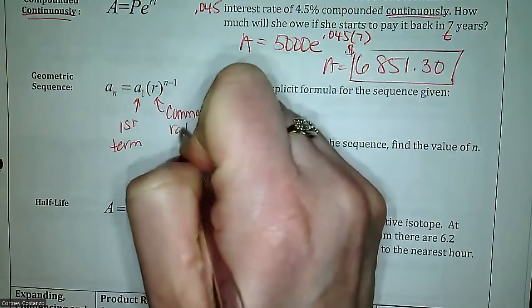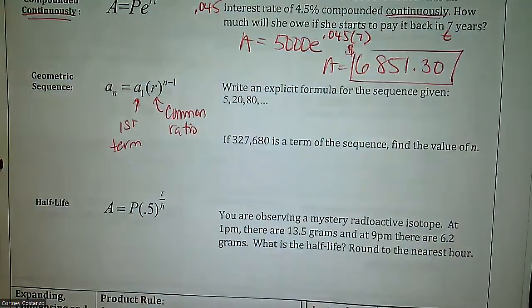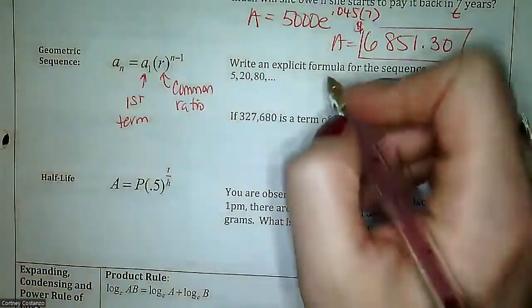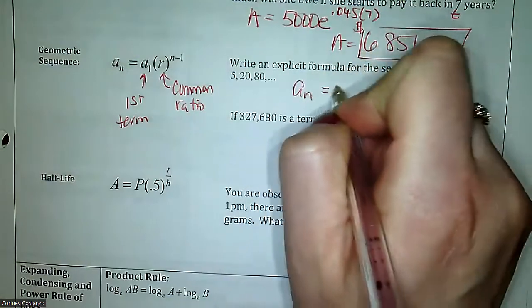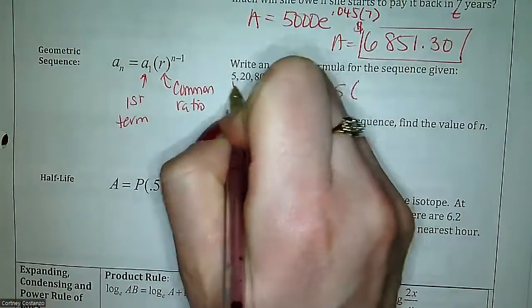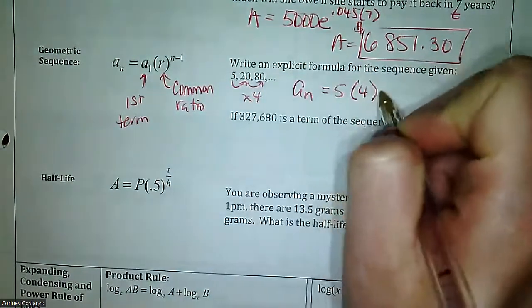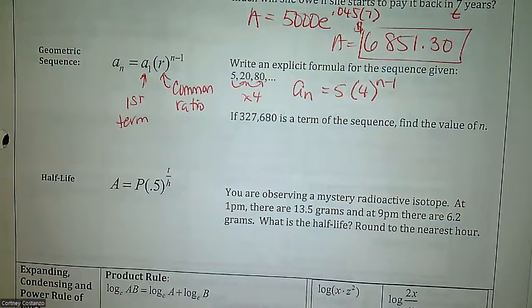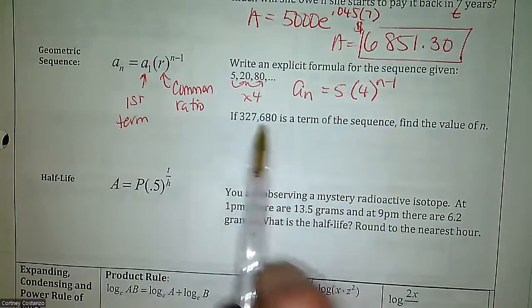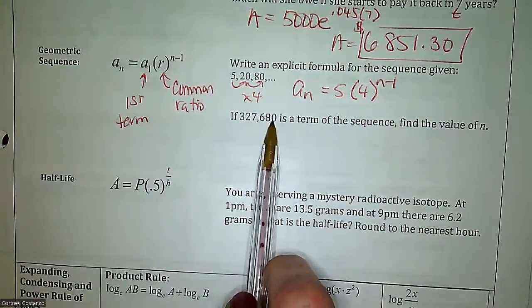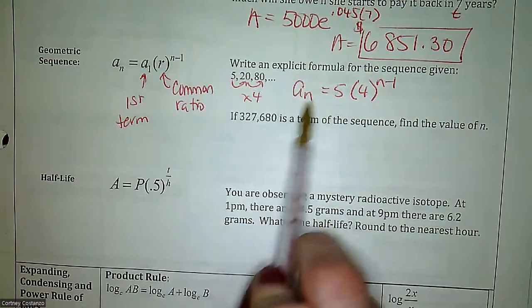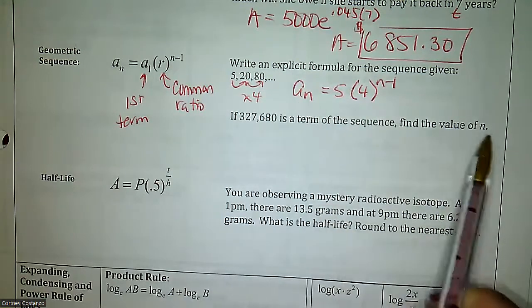You'll learn and be refreshed more on this when we get to Unit 8, which should be the next video that you watch. But a_n equals 5 parentheses. Now to get from 5 to 20 and 20 to 80, we're multiplying by 4. So 4 is our common ratio. And it says using that formula, if 327,680 is an answer or a value of a term in a sequence, what is the n?